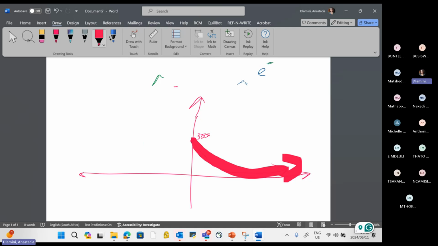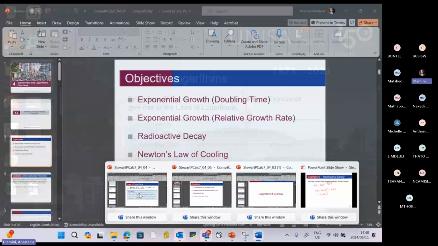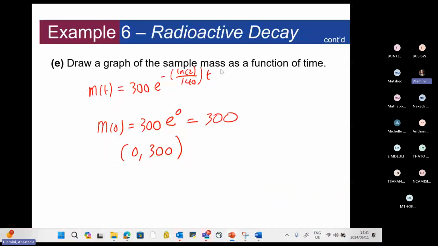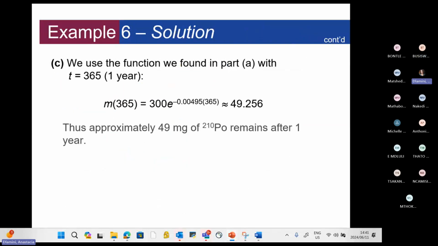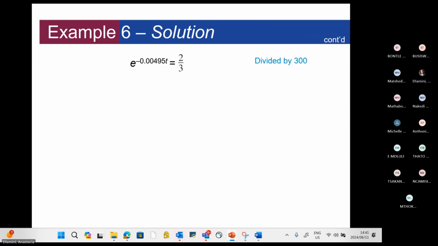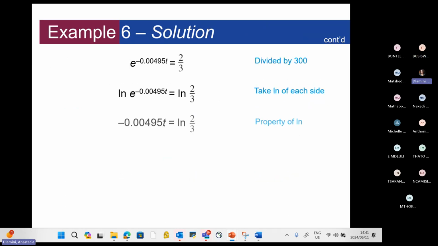So it started from 300 and it's decreasing. So it does make sense because our mass is decreasing. This is a mass and it's decreasing. So it does make sense. Initially it starts from there and then it decreases. So yes, those are the answers we got.